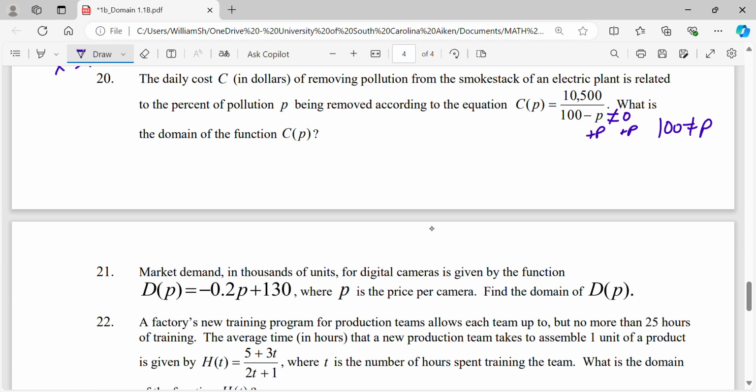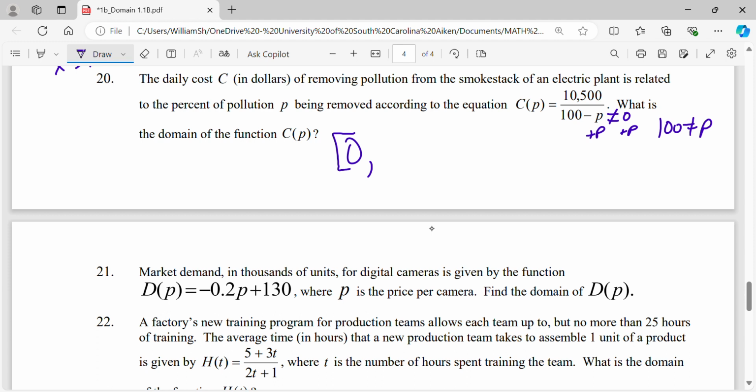Alright, so let's think practically now. What's the least amount of pollution that can be removed? Because we've already looked at our restriction with the actual function itself, but according to the word problem, if we think about it, what's the least amount of pollution that can be removed? I would say 0, right? You could remove 0 pollution. And I would say it would be okay for that to be equal, right? So we might want to actually put a bracket on it. You could remove absolutely no pollution.